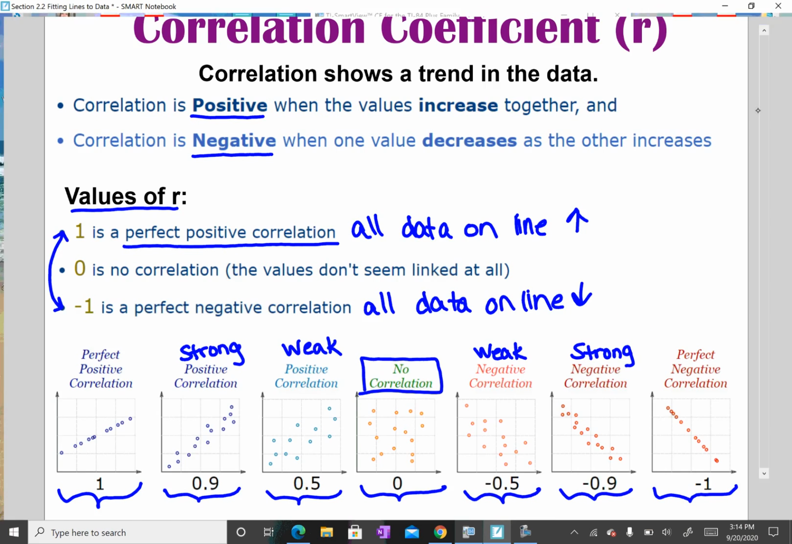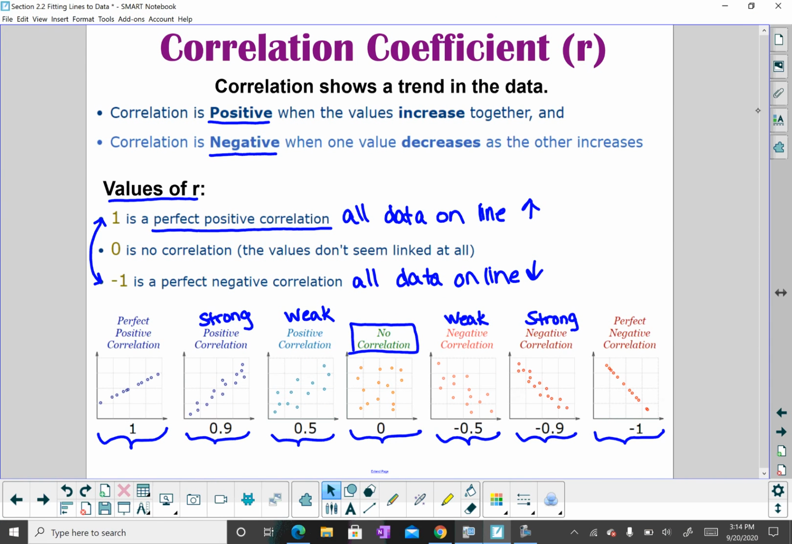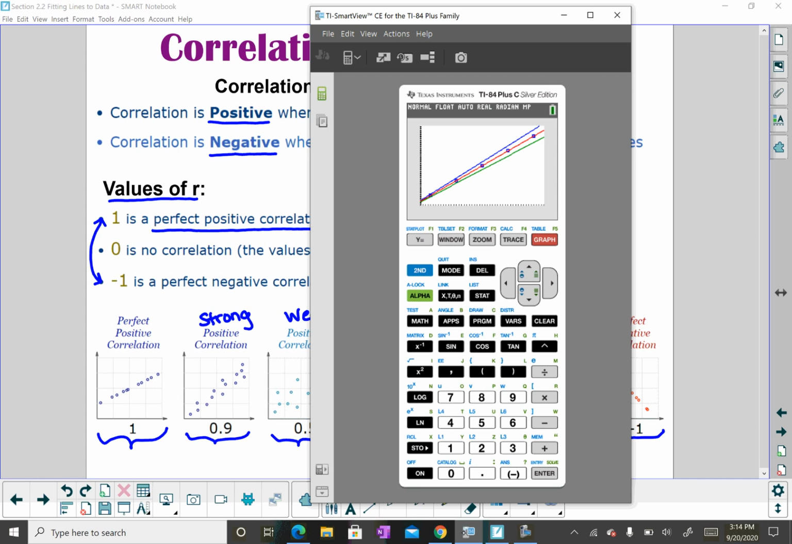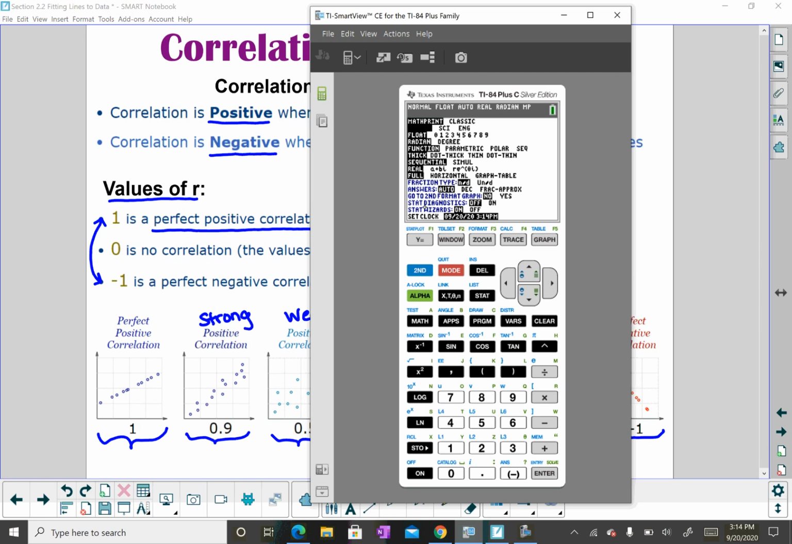The next thing we need to do is we need to turn on the correlation coefficient in your calculator because we're going to be calculating it in a moment. To do that, you're going to hit Mode. And in this calculator, we're looking towards the bottom where it says Stat Diagnostics. I'm going to scroll way down here.